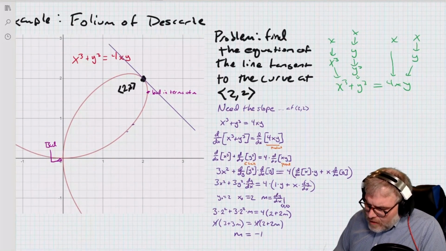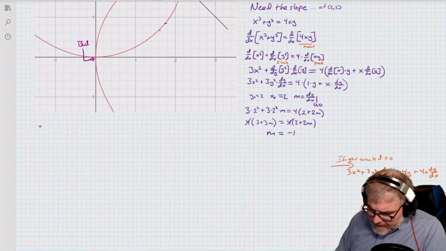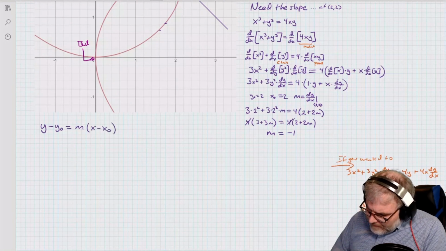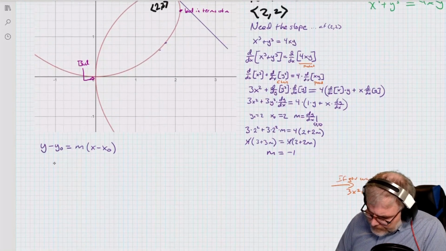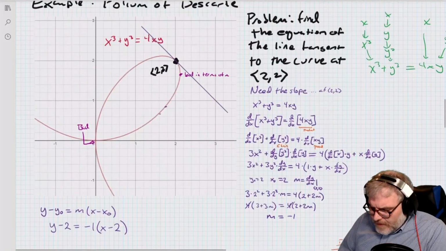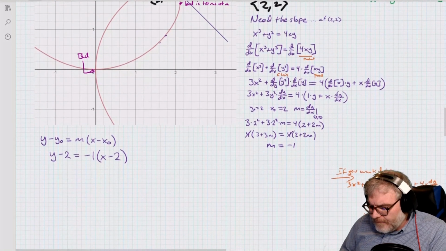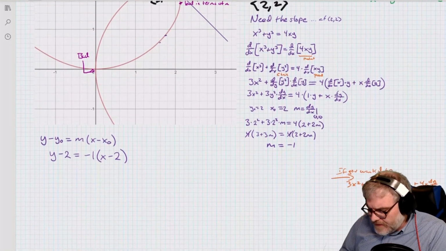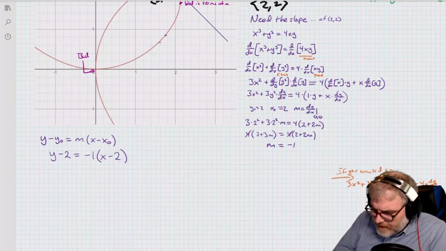Now I've got the slope, I can do the tangent line, right? So my equation for my line uses my m here, which is negative 1, my y naught, which is 2, and my x naught, which is 2. If I want to verify what's going on here, I might solve for the y-intercept, and to do that I'll just work it out. Now, I don't need to. I've already found the line.